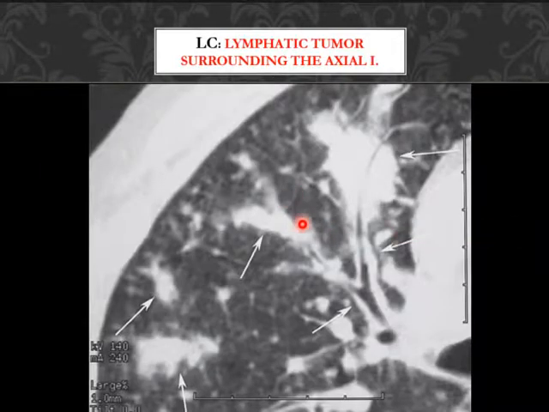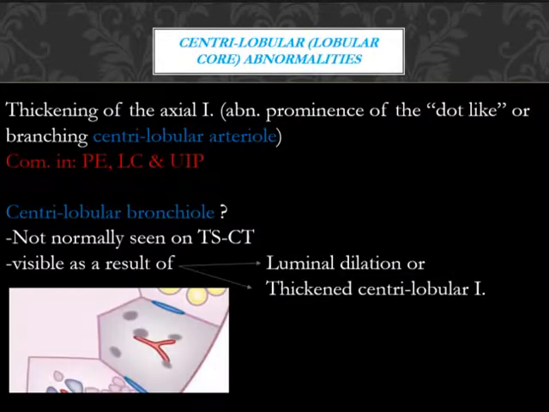This is centrilobular or lobular core abnormality. Inside the lobule, thickening of the axial interstitium, meaning abnormal prominence of the dot-like or branching centrilobular arteriole, seen in pulmonary edema, lymphangitis carcinomatosa, and usual interstitial pneumonitis. Normally artery is seen, but in the case of disease, it is thickened.